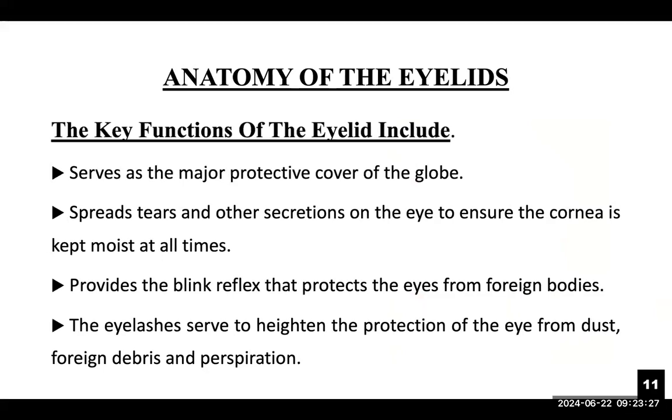So the key functions of the eyelid include: they serve as a major protective cover for the globe. They spread tears and other secretions on the eye and ensure the cornea is kept moist at all times. They also provide the blink reflex that protects the eyes from foreign bodies. The eyelashes serve to heighten the protection of the eye from dust, foreign debris, and perspiration.